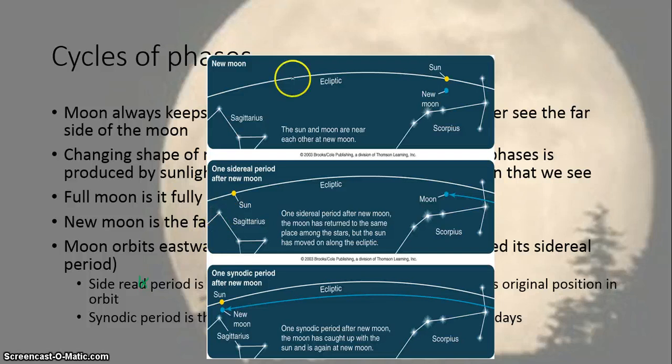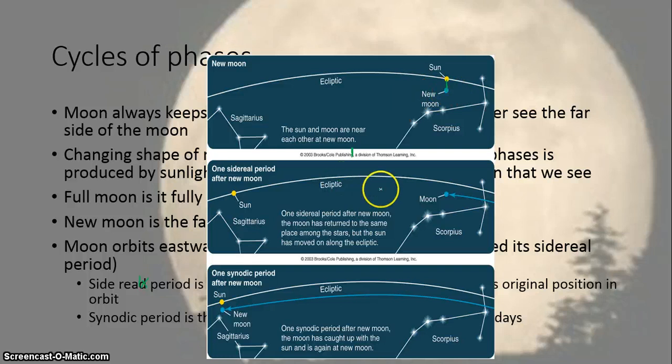All right, so here's an example. Here we have the sun and the moon. This is a new moon because the sun and the moon are close to each other, and the Earth would be over here where we can't see it. If we're looking here, we'd see that nothing that we see of the moon has any light on it. So it's going to be a new moon.